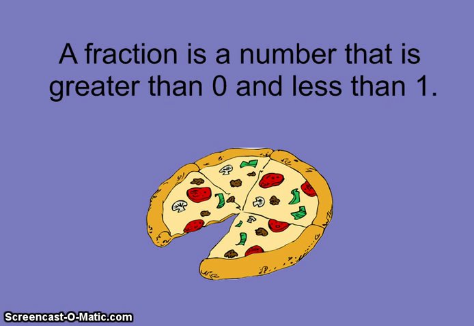If we look at the pizza, there's 1/5 of the pizza that has been eaten and 4/5 that are left. If we look at the 1/5 plus the 4/5 together, they make one whole pizza. So this pizza is less than 1, but it's greater than 0. And so a fraction is a number that is greater than 0 and less than 1.